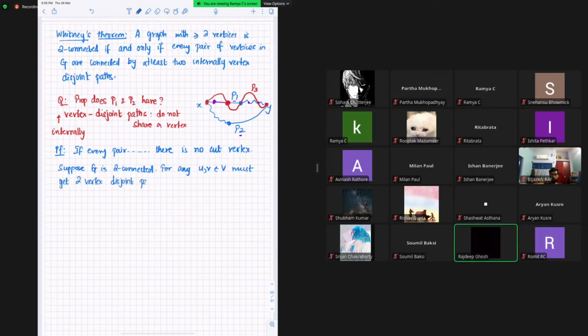So in this case, since G is connected, there must be some paths between any two points. If I pick any two points U and V, then there must be some path between U and V. Since G is also 2-connected, removing a single vertex is not going to make it disconnected.